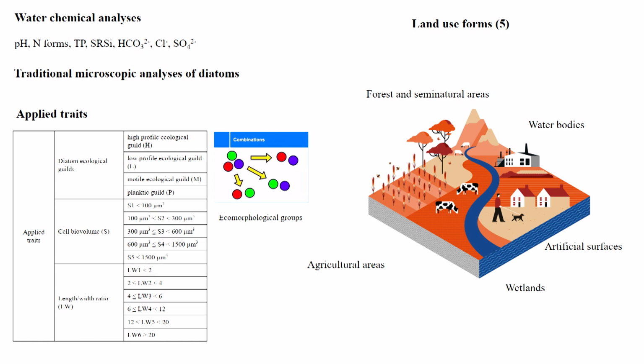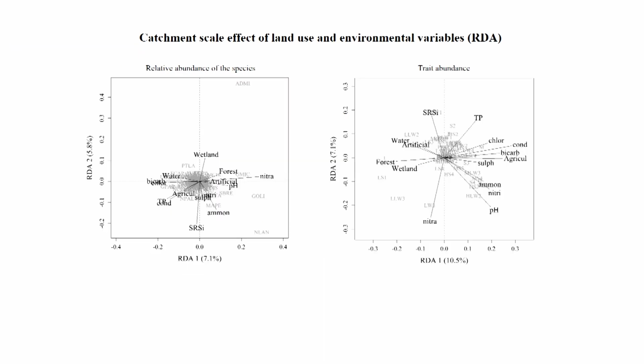Altogether, 5 different land use forms were employed in this study: forest and semi-natural areas, water bodies, artificial surfaces, wetlands, and agricultural areas. The land use forms and their extension were determined by the QGIS software. And in the results, we could identify the clear effect of the different land use forms and the environmental variables, both on the species composition of diatoms and the trait abundance. But I have to note that in the case of the functional analysis, this effect was more pronounced.